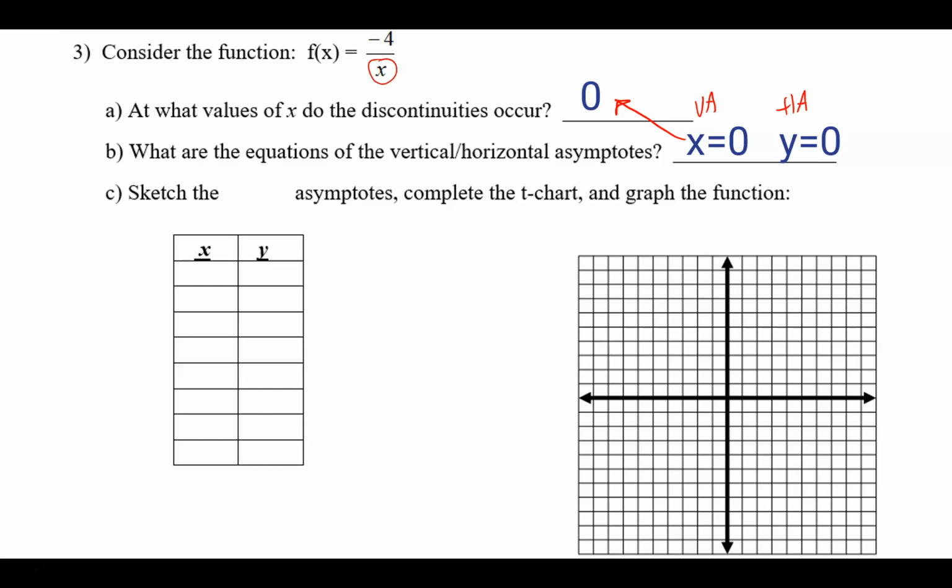All right, so now let's go ahead and sketch those asymptotes, and we're going to complete the t-chart. So we're going to go above and below that 0, just like last time. Negative 4 divided by negative 4, negative 4 divided by negative 3. Keep plugging values in to complete our table. My asymptotes are the x and y axis, and we'll see my points are curving on either side of them.